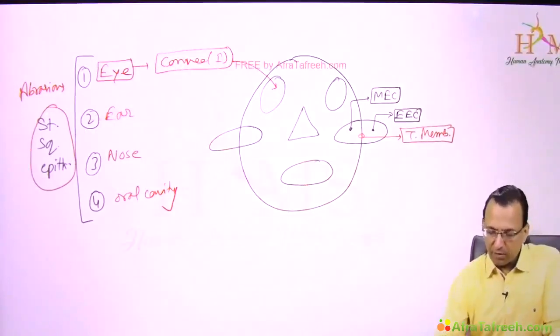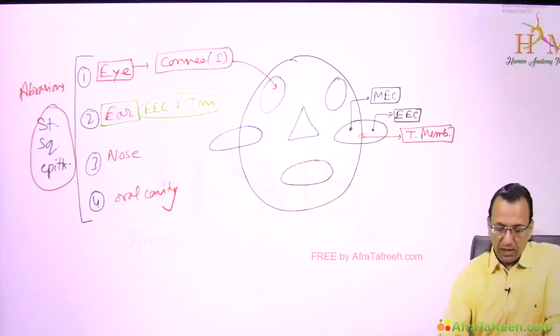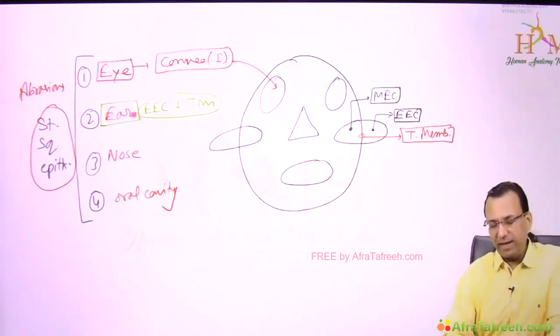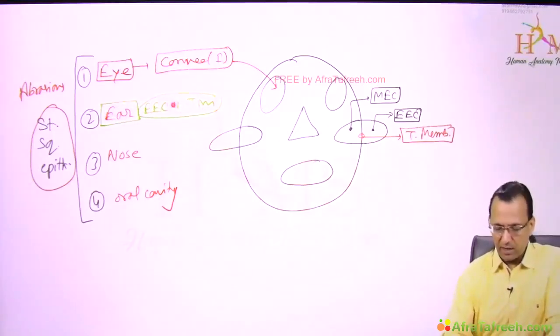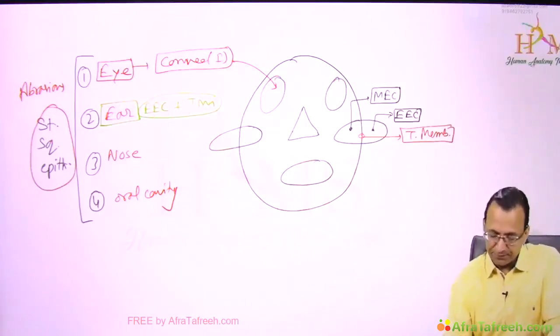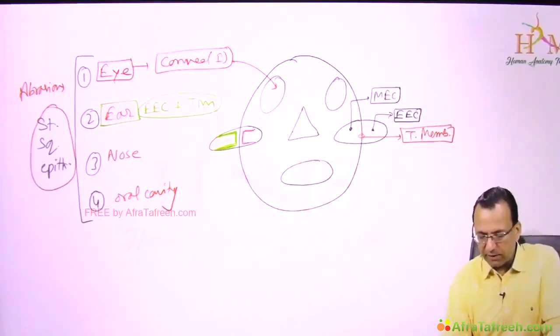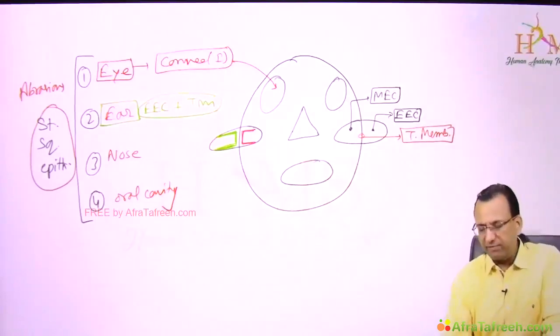If you are talking about the ear, then external ear canal and outer surface of tympanic membrane. What is it lined by? It is lined by stratified squamous epithelium, but only the outer surface of tympanic membrane here. What about the inner layer then? If you are talking about the inner layer, then it will be same as the middle ear cavity. What is middle ear cavity then lined by?